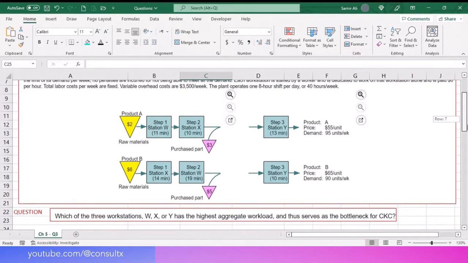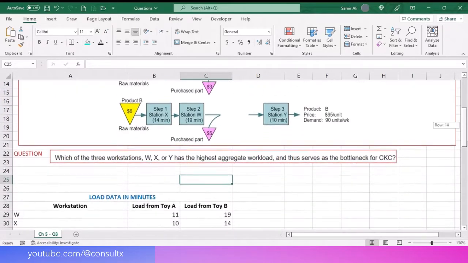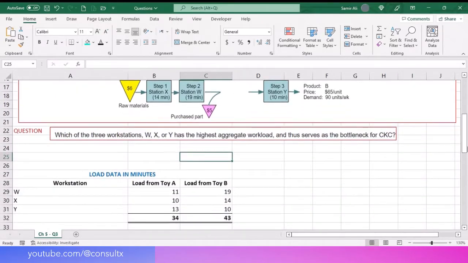Okay, so the question is, which of the three workstations, W, X, or Y, has the highest aggregate workload and thus serves as a bottleneck for CKC? Before solving any question, it's always good advice to copy all of the information down in Excel so that it's easy and quick to do your calculations. So what I've done here is I've just copied this information into Excel.